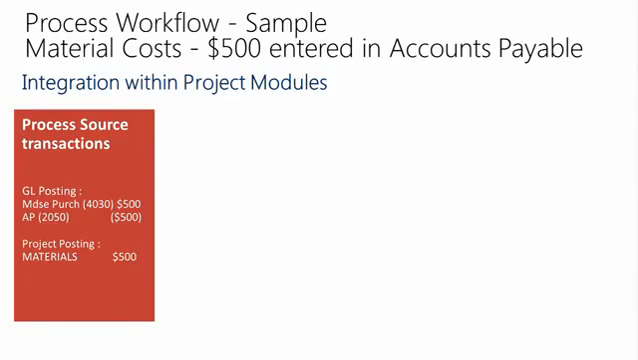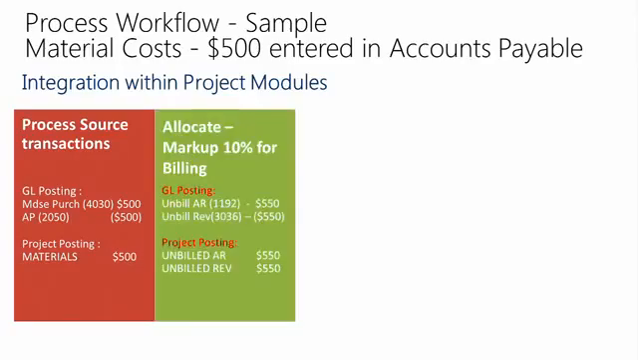So we have a process of the AP document, and it will create a merchandise purchase record to account 4030 in General Ledger, and it'll go to AP account 2050 for $500. But also, at the same time, we'll get a project posting to an account called materials. That will be the cost piece on the project side. In order to bill that, we would want to bring that record through Allocator. We want to mark that up at 10%.